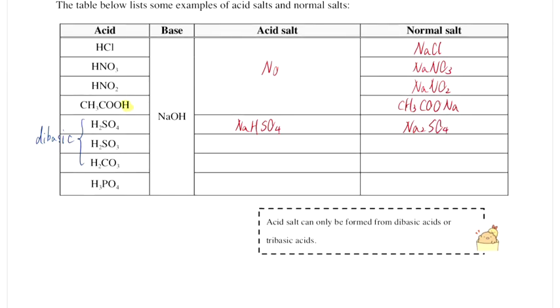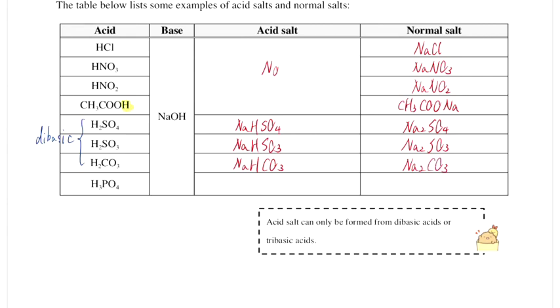Then next example, we have sulfurous acid. Again, if one of the hydrogens is replaced by sodium, then we form the acid salt. Okay, and the normal salt will be formed when both of the ionizable hydrogens are replaced by sodium. So the product should be sodium sulfite. Next one, we have carbonic acid reacting with sodium hydroxide. If we only replace one of the ionizable hydrogens, then we have sodium hydrogen carbonate. If we further replace the ionizable hydrogen with sodium, then we have sodium carbonate.